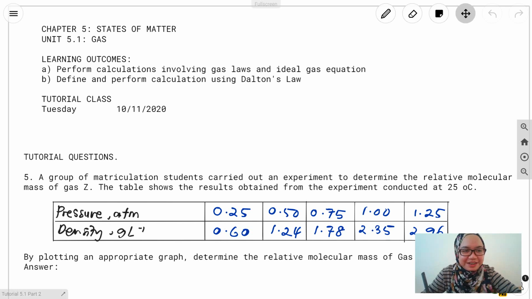Okay, so today we're going to continue our tutorial class with chapter 5.1. I was informed by Puan Ila that your lecture is until I think Dalton's law. So I will just teach you until Dalton's law for this week, and next week we will go into real gas versus ideal gas, and then we're going to 5.2.